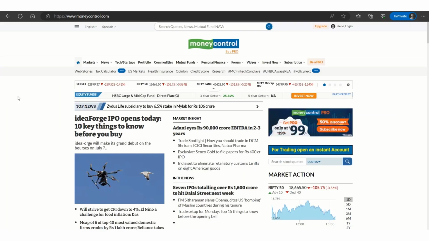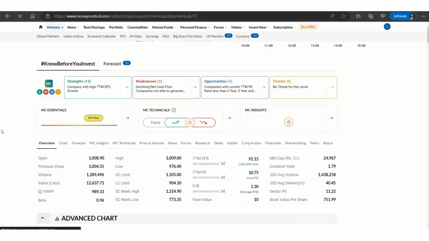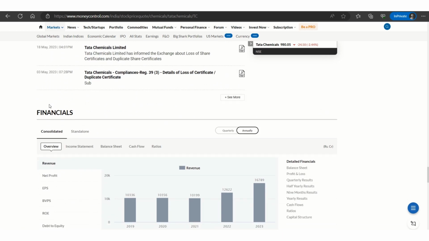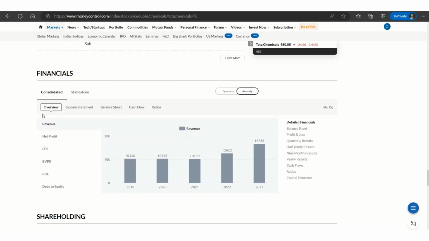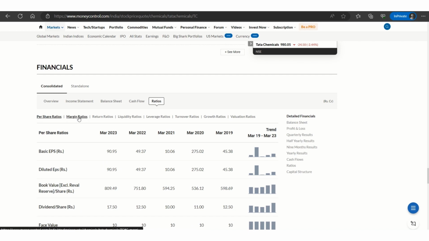So for the second part, comparing these ratios with their historical data, let's go to moneycontrol.com, and on the top, let's type here Tata Chemicals. You will land on this page, and let's just scroll down, and you will reach a heading called financials. In this heading, make sure you are on the consolidated part and you're looking at the annual results. Let's go to the ratios and let's click on the margin ratio.